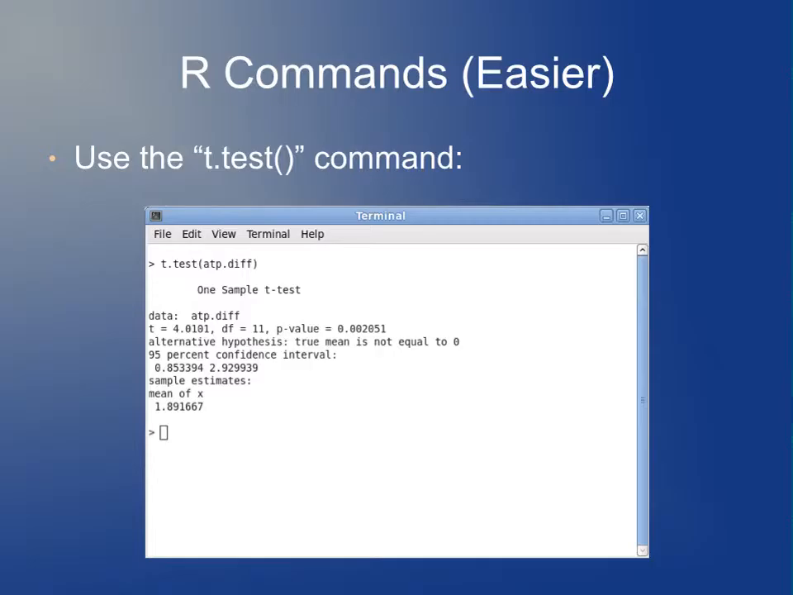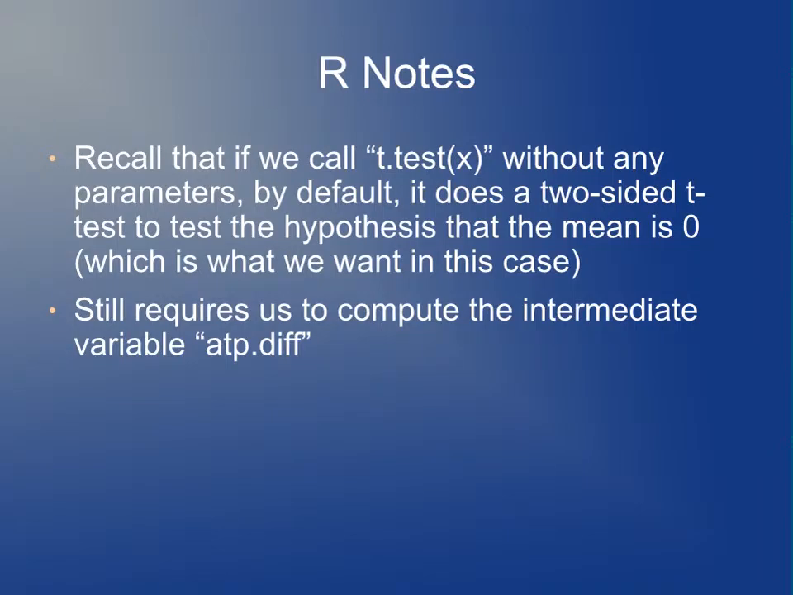t.test(ATP.diff), exactly the same as we discussed in the previous lecture. It gives us the confidence interval for the difference along with the p-value, which is the same as I computed on the previous slide. And if you recall from the previous lecture, if we call t.test without any parameters, then by default it will do a two-sided t-test, testing the null hypothesis that the mean is 0.